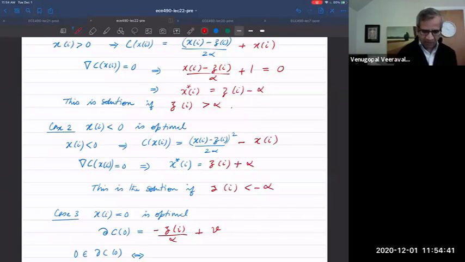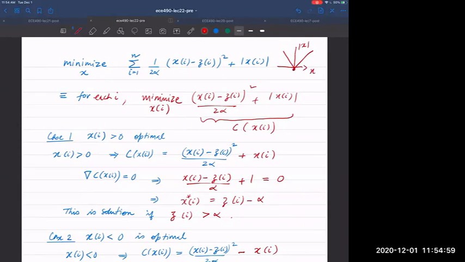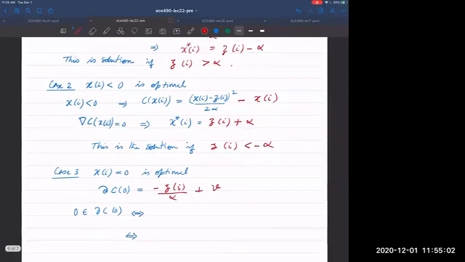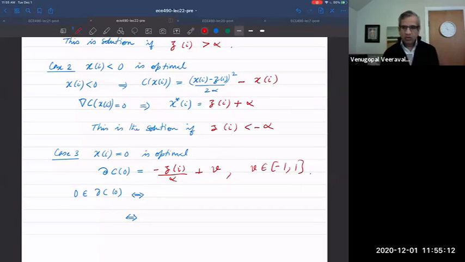And then for the second term, the absolute value of xi at 0, the subdifferential. Remember what is the subdifferential at 0 for this kind of function, the absolute value of x? It's -1 to 1. So this is v belonging to -1 to 1. So 0 must belong to this for xi equal to 0 to be optimum.